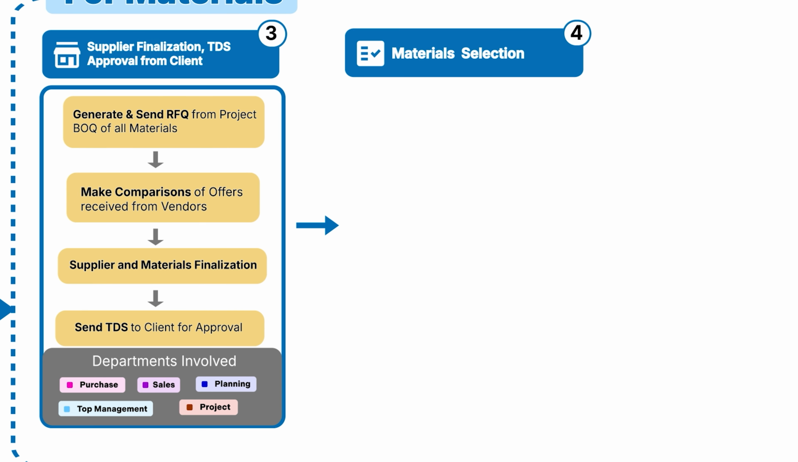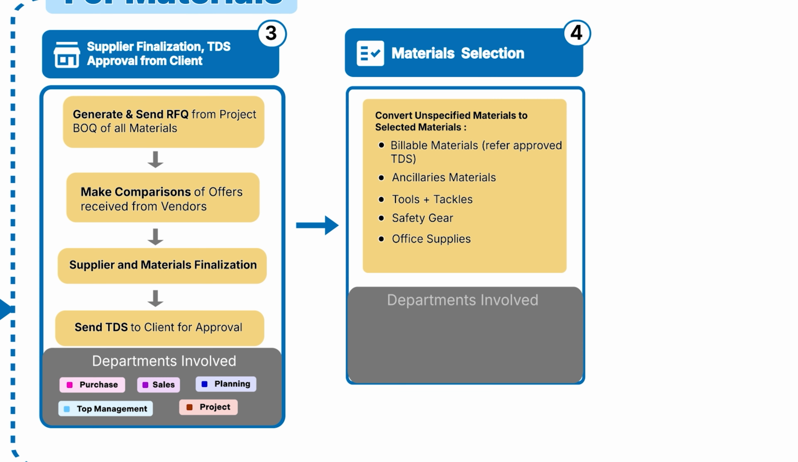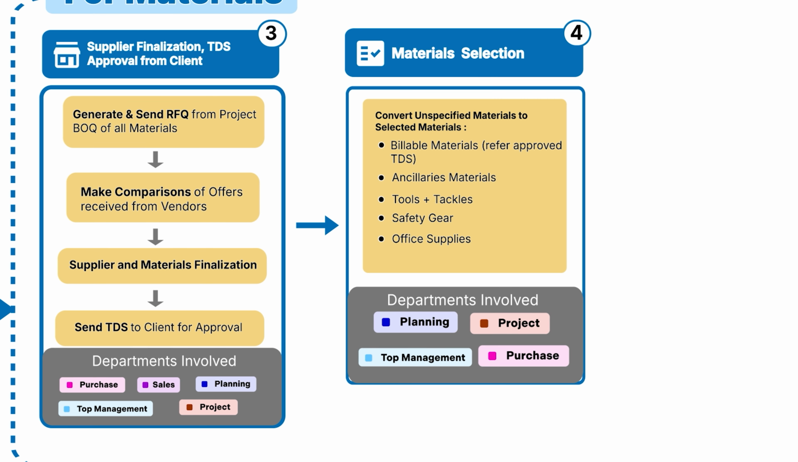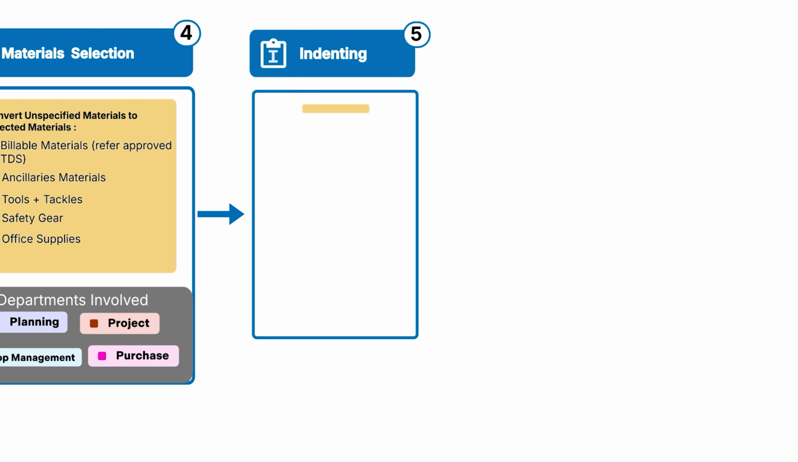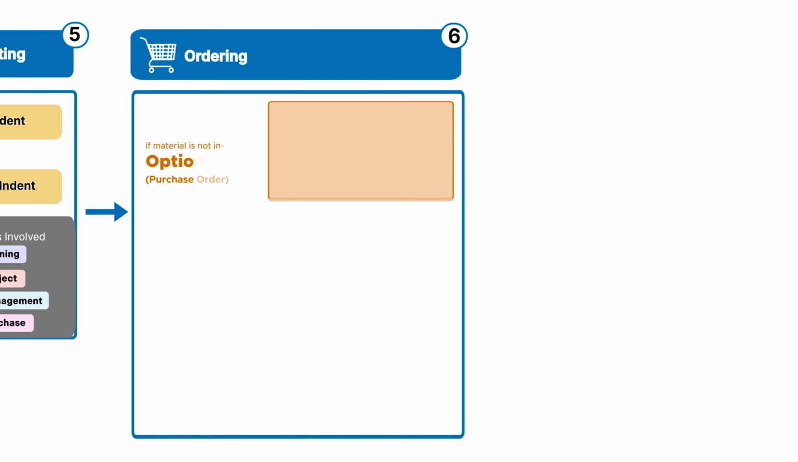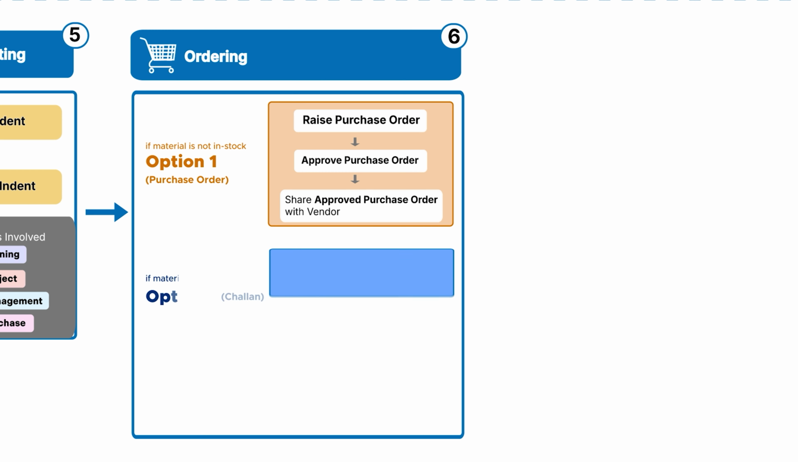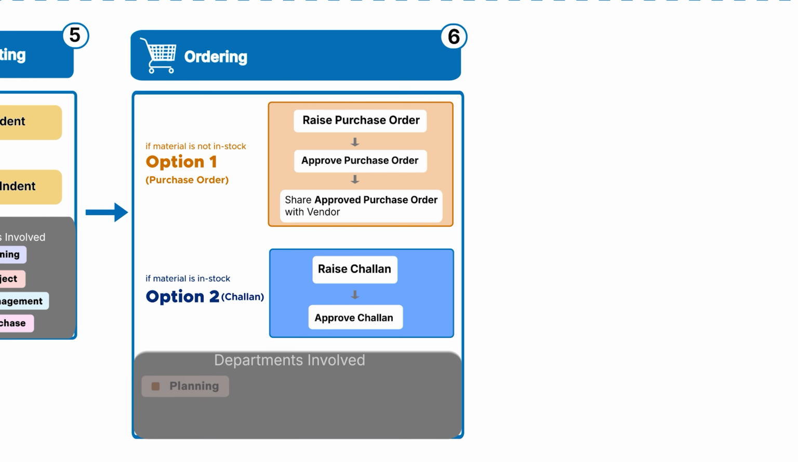Material selection. Next, we categorize and select materials, both billable and non-billable, ancillary material, tools, safety gear, and office supplies. In the indenting stage, a material request or indent is raised and approved. Then starts the ordering, where the purchase order is raised, approved, and shared with vendors. Where applicable, materials may be transferred through challan.